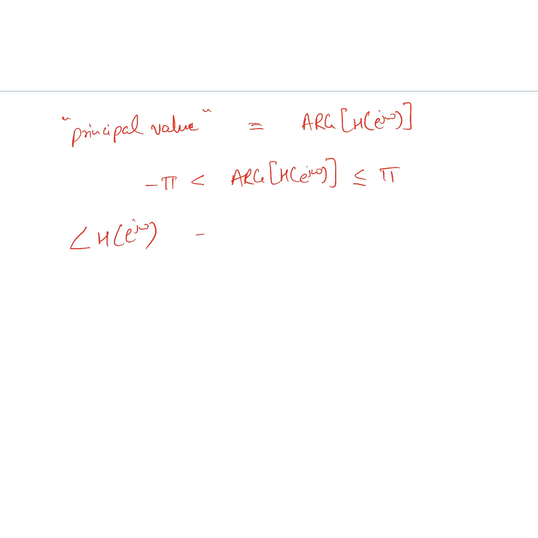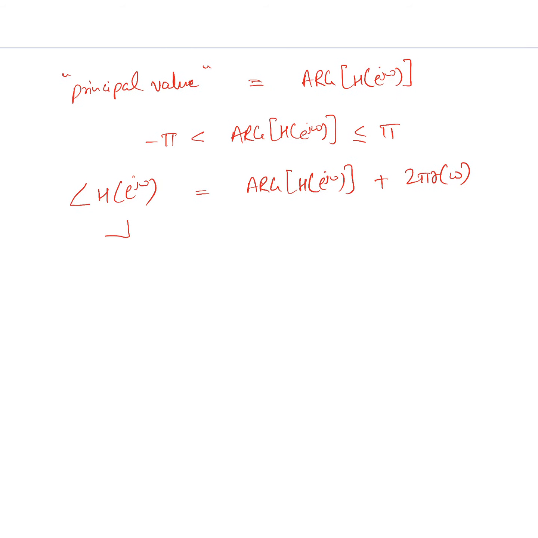So this can be represented as the summation of this principal value plus 2 pi r of omega. Let's see what all these terms denote. In the subsequent sections, we shall define this symbol particularly to denote the ambiguous phase of the frequency response.